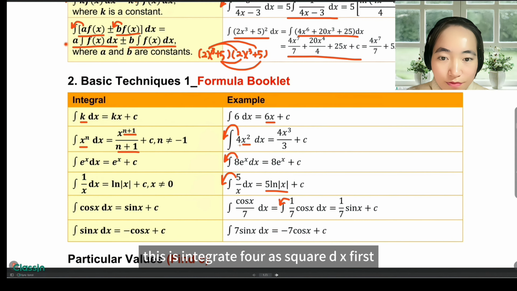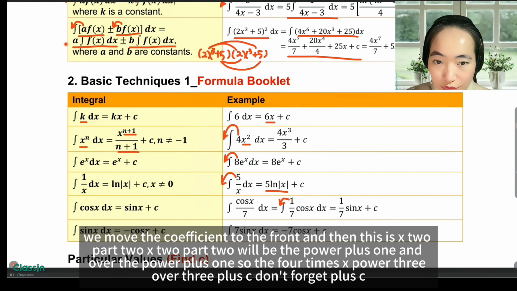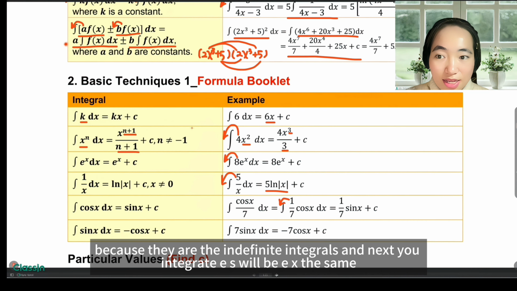So here, this is integrate 4x squared dx. First, we move the coefficient to the front. And then this is x to the power 2. For x to the power 2, it will be the power plus 1 and over the power plus 1. So 4 times x to the power 3 over 3 plus c. Don't forget plus c because they are indefinite integrals.